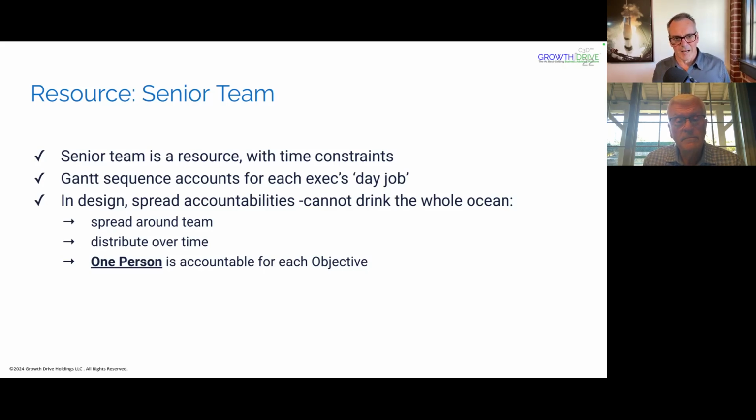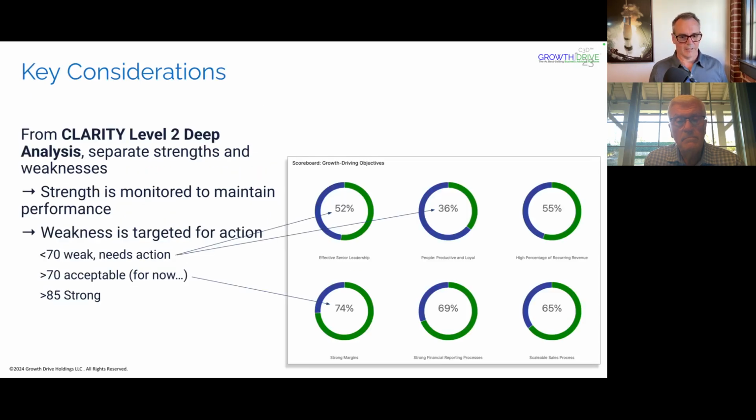So when we're designing an executable plan, we need to spread accountabilities. We can't drink the whole ocean, so we need to spread it around the team. And if we're going to have the CFO keenly focused over a 1, 2, 3 month period, that next period, let's give them a reprieve. Let's do something else. Put someone else in the spotlight. Distribute them over time. And in your analysis, you're going to be able to understand how relatively hard these are.